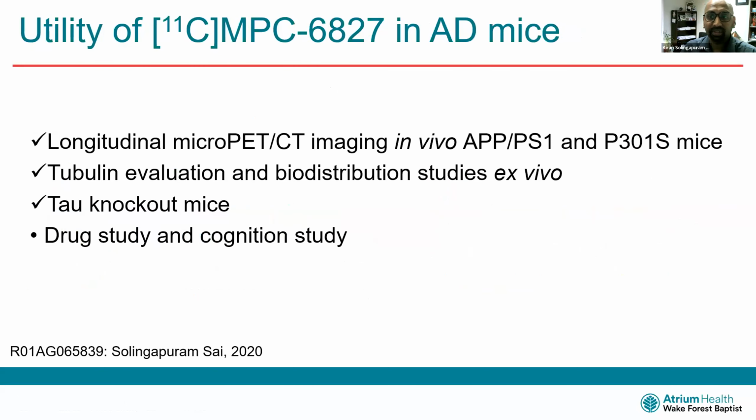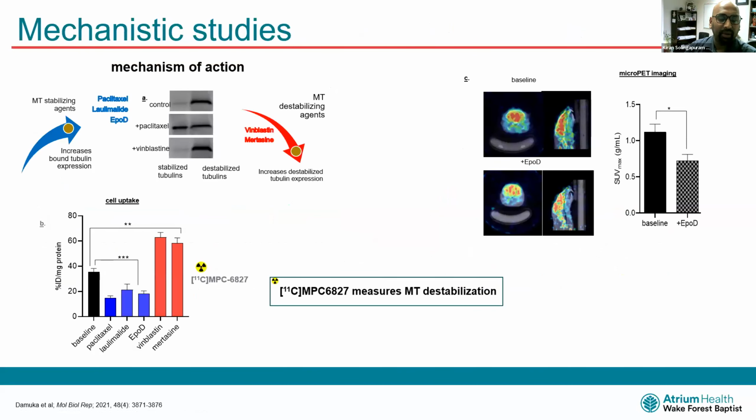So then with this utility of microtubule MPC, we want to see what happens in AD mice. So then we made sure we got the tracer into the brain, and now we want to see what exactly it is binding. So we did the mechanistic actions where we took the neuroblastoma cells, SH-SY5Y, the neuronal cells. We did some microtubule upregulating and downregulating, meaning the stabilizing and destabilizing agents.